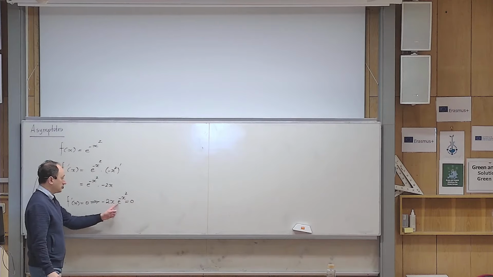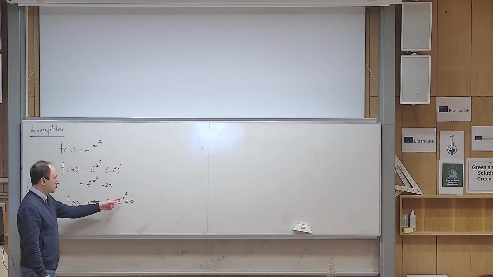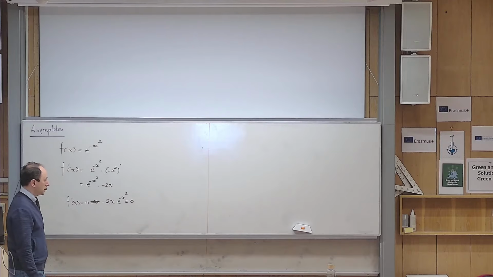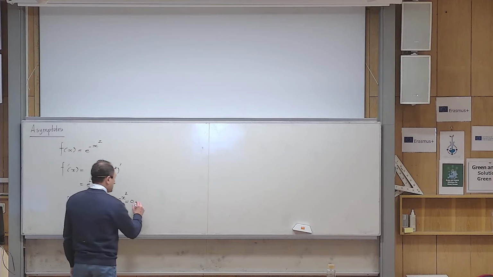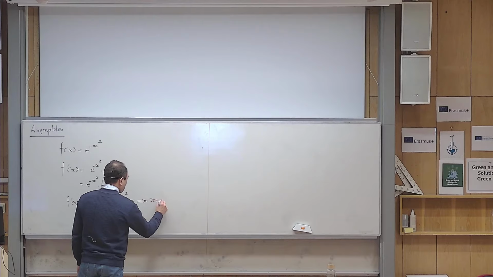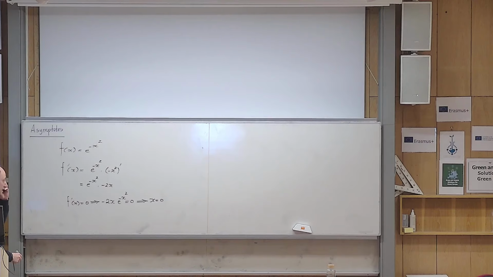So if I do that, this means minus 2x e to the power minus x squared is 0. The product of these three numbers is supposed to be 0. Minus 2 is not 0. E to the power minus x squared is an exponential. An exponential cannot be equal to 0. So there is only one way to make this product 0, and that is x equals 0. But x equals 0 is just a candidate for an extreme point. It might be a max, it might be a min, or it might be a terrace point.